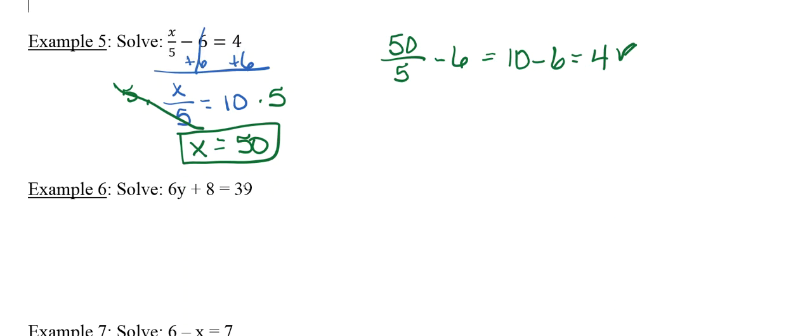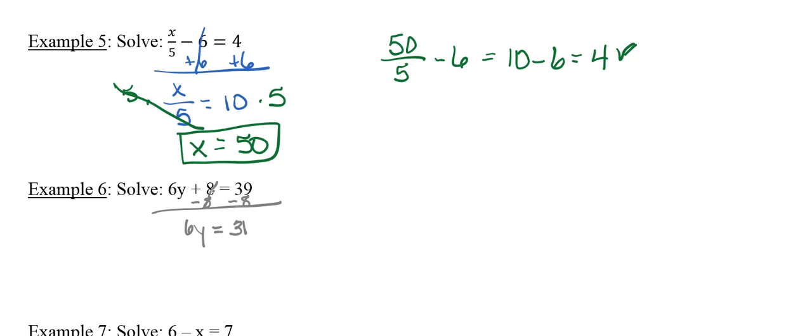6y plus 8 equals 39. These are sitting next to each other, so they are multiplying. So I have a multiplying, which would be opposite of division. I have an addition, which is the opposite of subtraction. When we solve these, we go with any adding or subtracting first. So I have 6y equals 31.